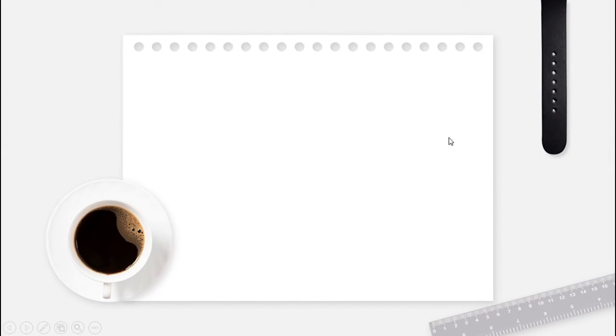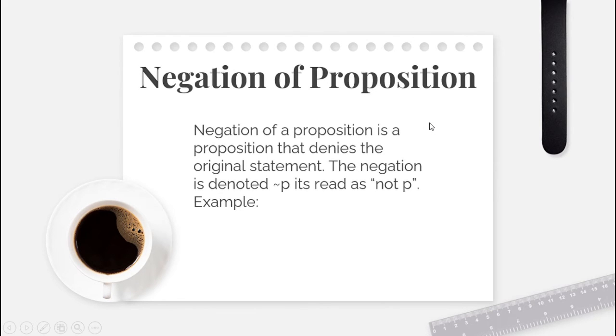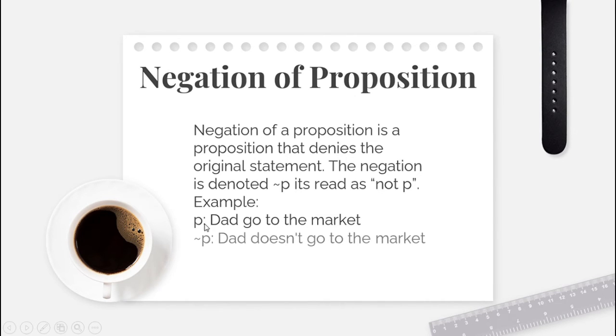Okay, next we are going to talk about the negation of a proposition. The negation of a proposition is a proposition that denies the original statement. The negation is denoted by ¬p, and it is read as not p. So this is the symbol, and we read it as not p. For example, p: she goes to the market, and the negation of p: she doesn't go to the market.